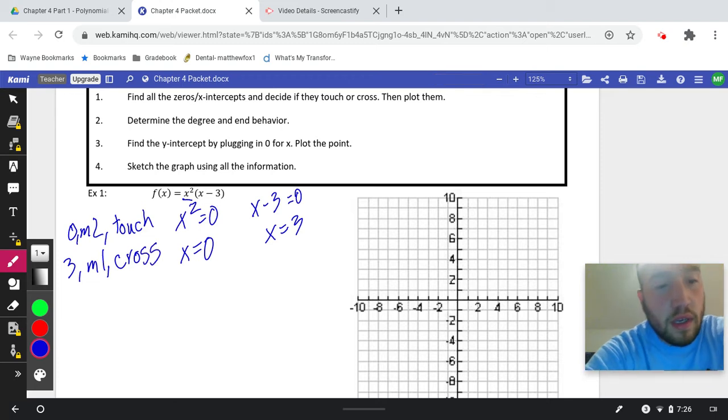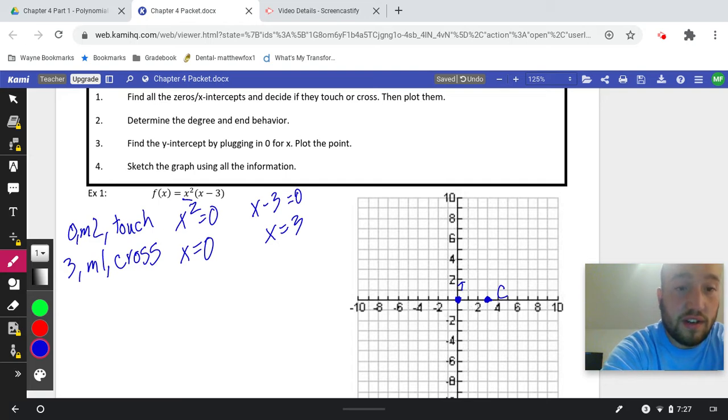Now, these 2 points are on our x-axis, so I'm going to go ahead on the x-axis at 0, put a dot right at the origin, and I'm going to put a little t beside that to remember it just touches there. And then I'm also going to go to 3, put a dot there, and I'm going to put a c there because it crosses. So that is all we have to do for step 1.